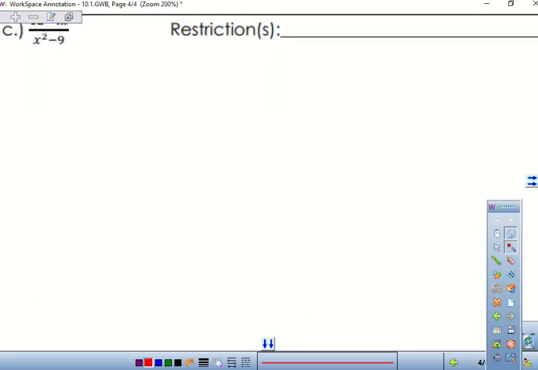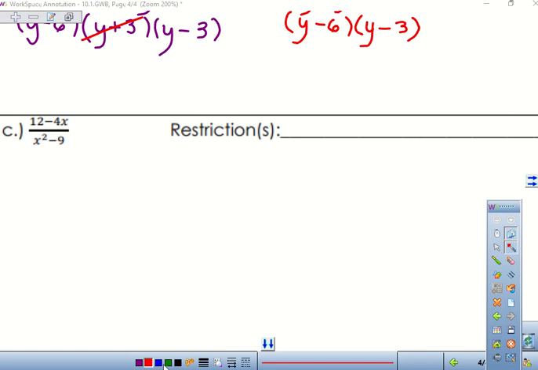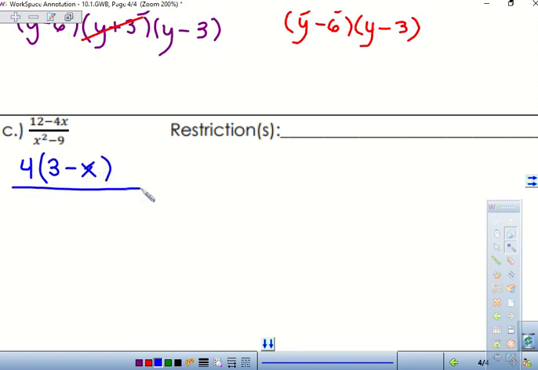For the last one, what can we factor out of the top? 4. Which leaves me with? 3 minus 1x, or x, good. And the denominator is going to factor into x plus 3 and x minus 3. Difference of squares. So what are my restrictions? Can't be plus or minus 3.